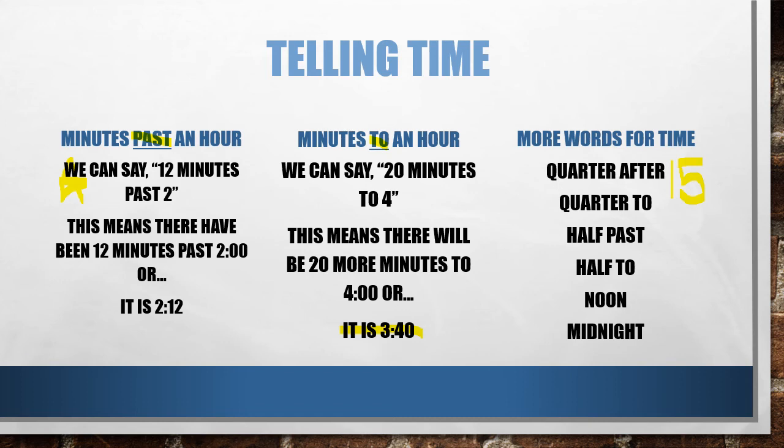Quarter to the hour is when we're at 45, or quarter to the next hour, I should say. You're at 45 minutes into an hour, and you only have quarter of the 60 minutes left to get to the next hour. And half past would be 30 minutes.